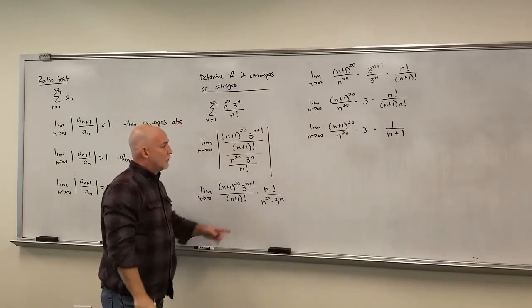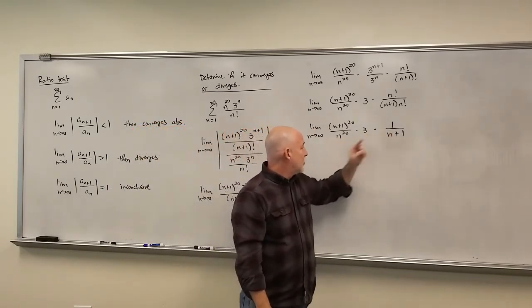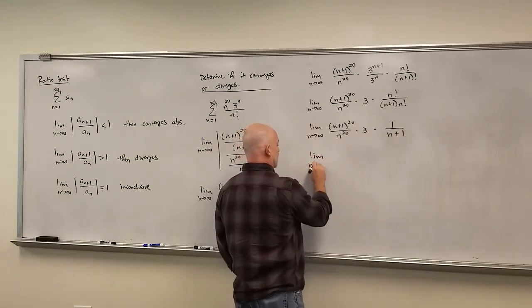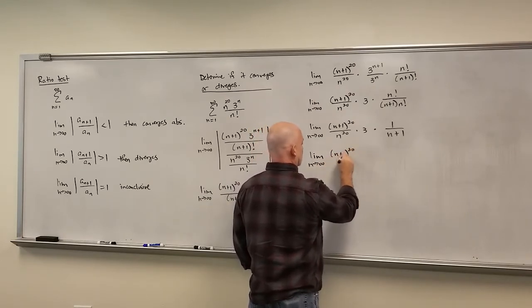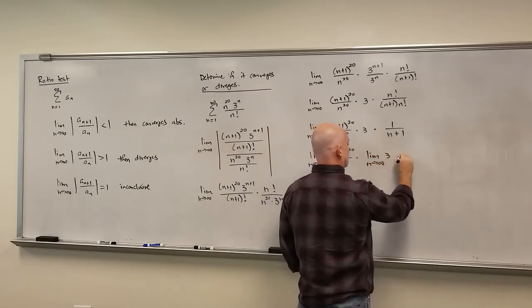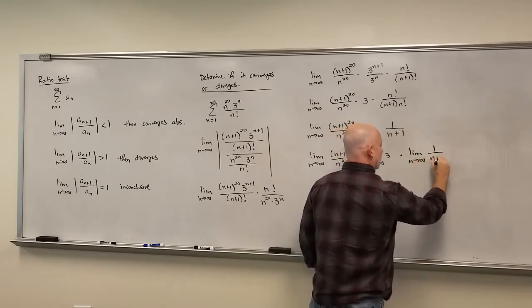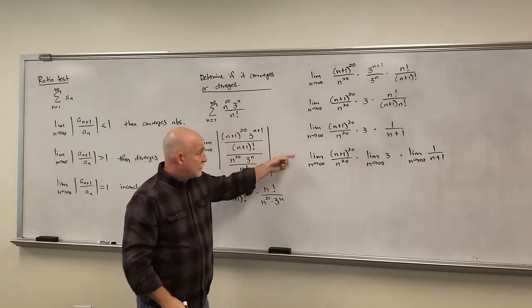Okay, so remember, if we're doing the limit of a product, it's just the product of limits, so we can do the limit of each one of these guys. If you want to write one more step here, I'm going to do the limit as n goes to infinity of (n plus 1)^20 over n^20, times the limit as n goes to infinity of 3, times the limit as n goes to infinity of 1 over n plus 1. So that's what we're really doing here. You don't need to show this step. It's obvious that you're doing it.